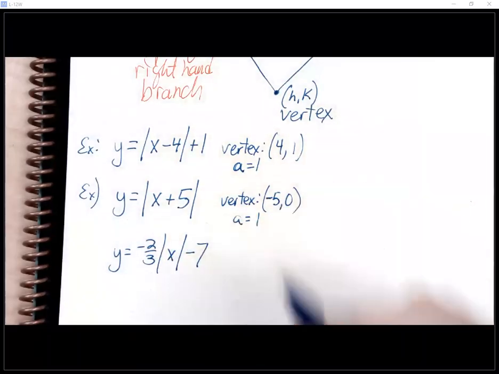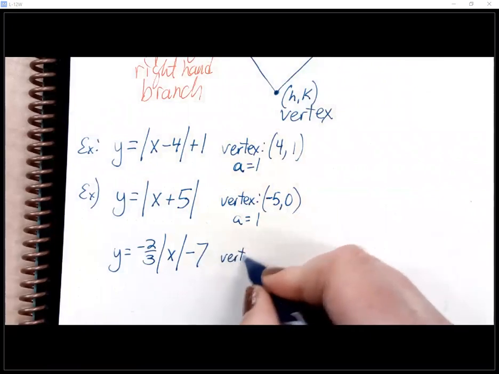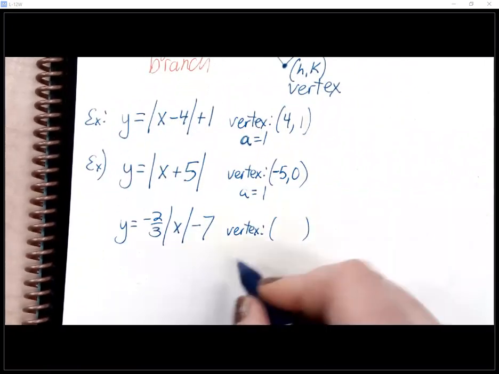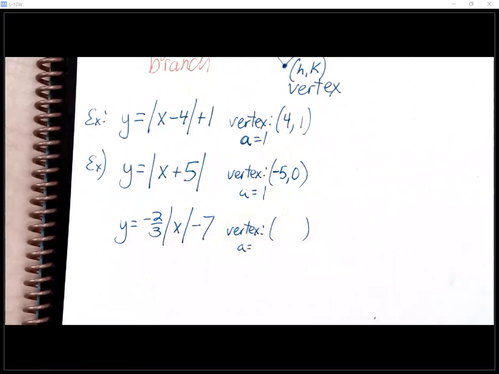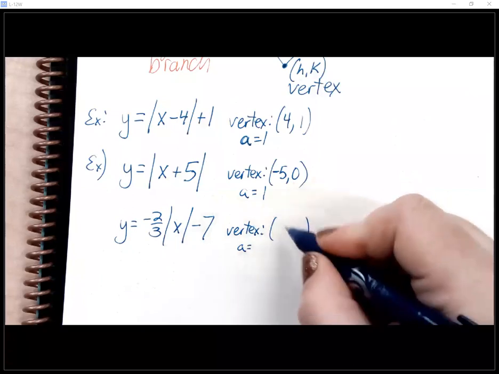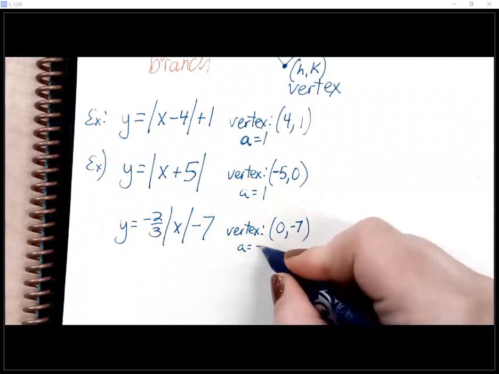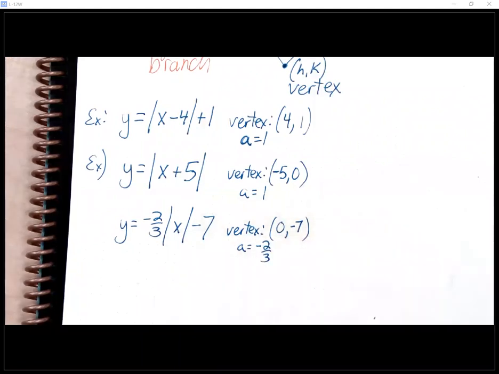Okay, all right, so this one, everybody write down what they think the vertex is. You can write the slope too if you want. All right, who's got the vertex of this thing? Go ahead, Jill. Is it 0, -7? You are right, 0, -7. And then my slope, of course, is just that -2/3. So that would be an upside down V shape, right? Cool. All right, so let's try and graph a couple of these.